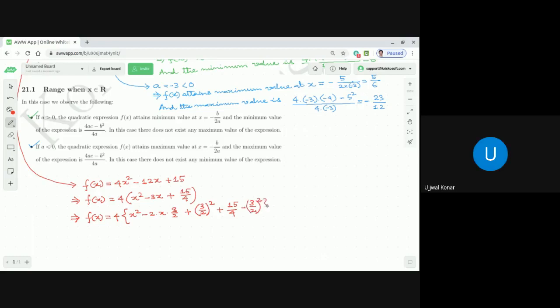The method of completing the square we have learned earlier also. So this implies f(x) = 4(x − 3/2)² + 15 − 4·(9/4). So that becomes 15 − 6, correct or not? Yes. Okay, just a minute. Let me see whether I made any mistake or not.